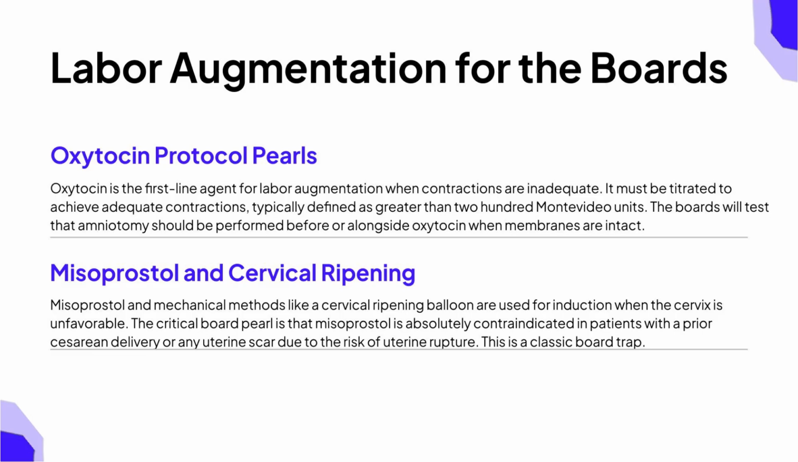The absolute highest yield pearl here is that misoprostol is contraindicated in patients with a prior cesarean delivery or any uterine scar. This is because misoprostol can cause uterine tachysystole, which dramatically increases the risk of uterine rupture at the scar site. This shows up as a wrong answer trap on nearly every practice exam.